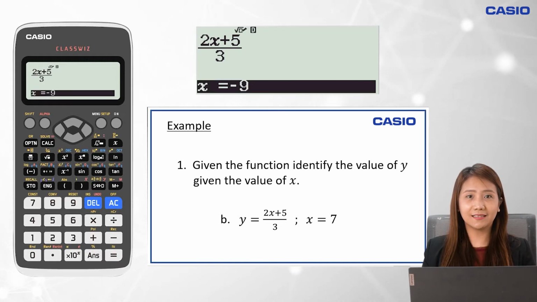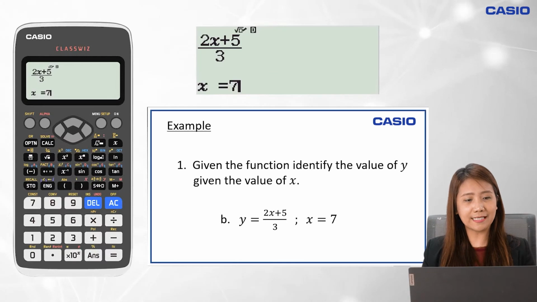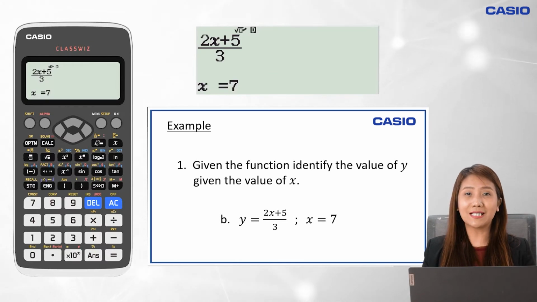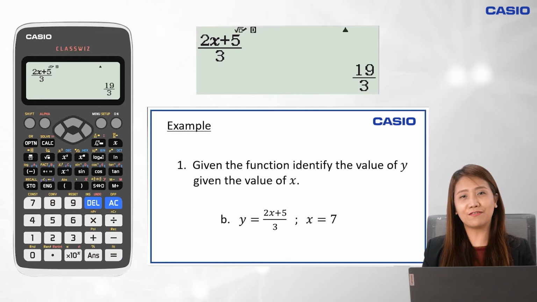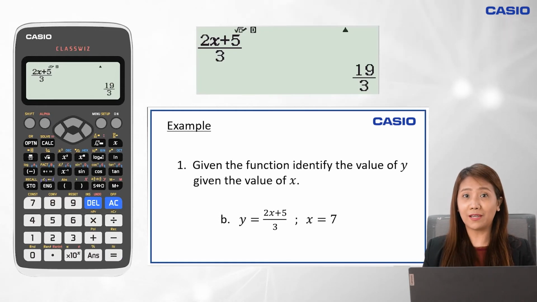Press Calc, and it will ask for the value of x. Input 7 since 7 is the value of x. Press equal sign twice. And it will give us the value of y, which is 19 over 3.